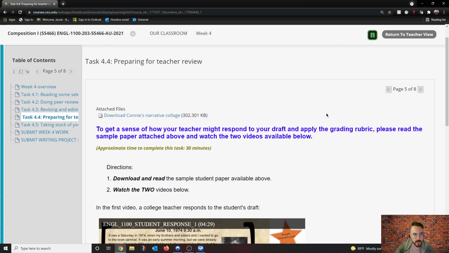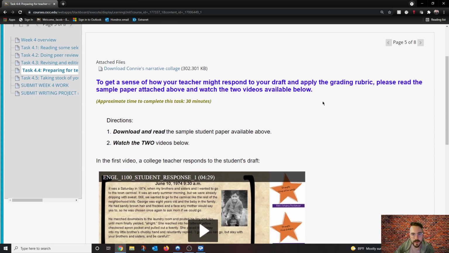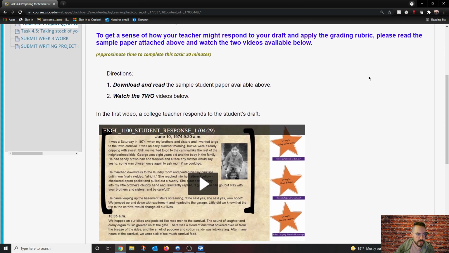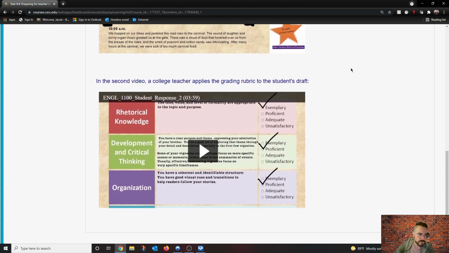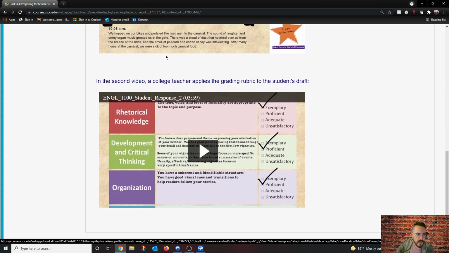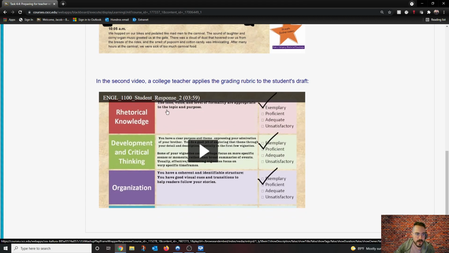Task 4.4 is preparing for teacher review. To get a sense of how I might respond to your draft and apply the grading rubric, please read the sample paper attached above, this right here, and watch the 2 videos available below. In this first video, another English instructor responds to a student's draft. And in this video, the same instructor is going to walk you through how the rubric functions.